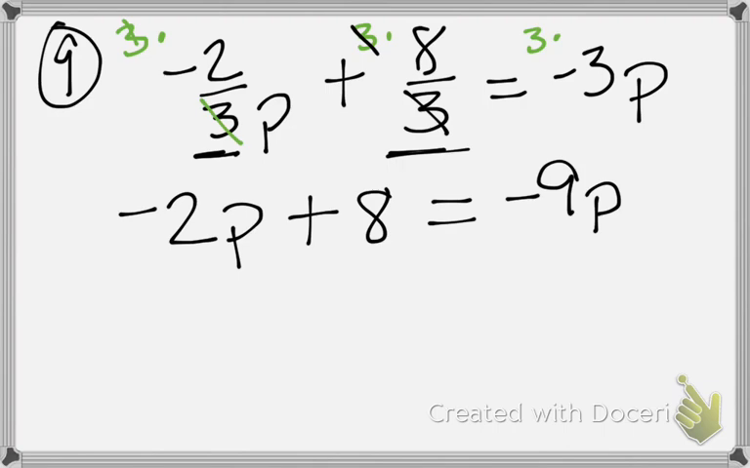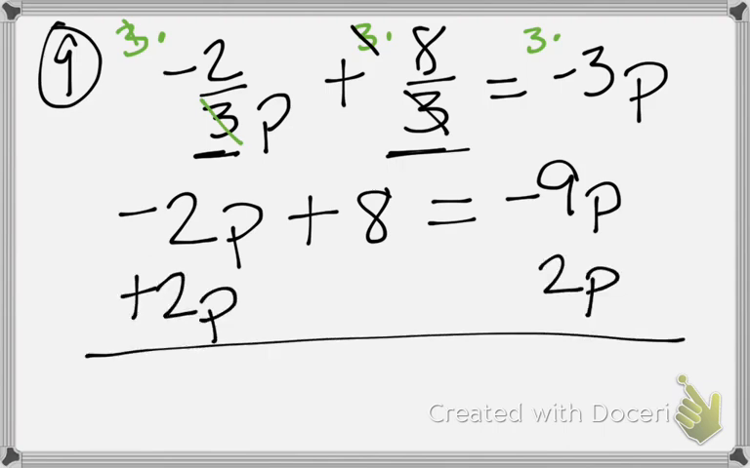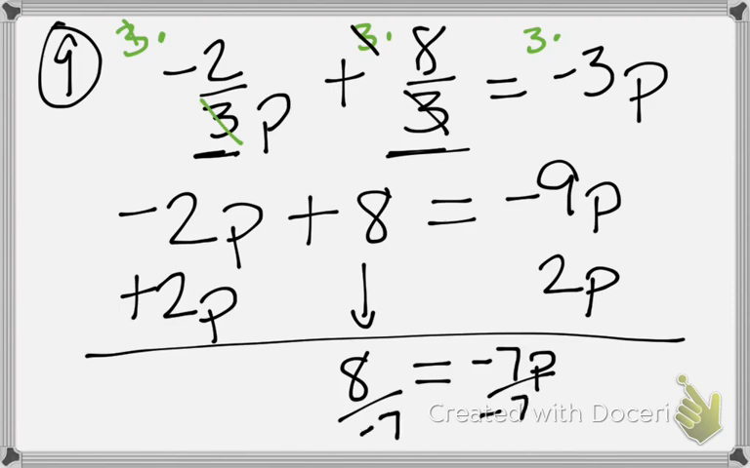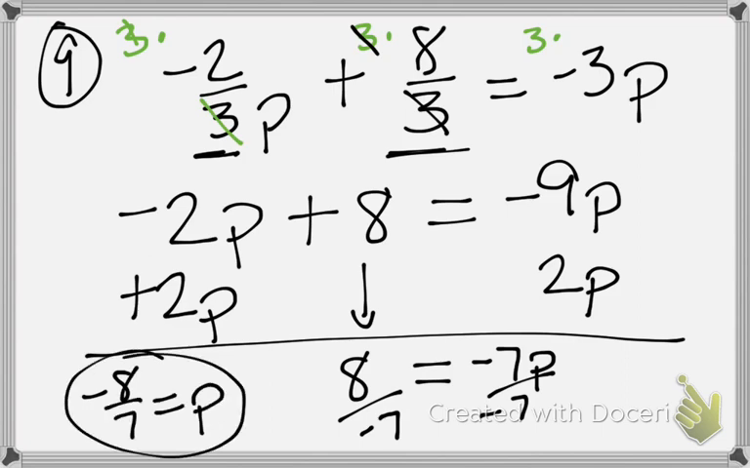Now I've got variables on both sides. Can't do that. So I need to go ahead and get rid of one of them. I'm just going to go ahead and get rid of the minus 2p. To cancel out a minus 2p, I'm going to add 2p's to both sides. I'm going to bring this down. Gives me the 8. Negative 9p plus a positive 2p is negative 7p. If I divide both sides by negative 7, that means that my final answer is going to be a negative 8 over 7. I'm going to write it out here to the side over there.